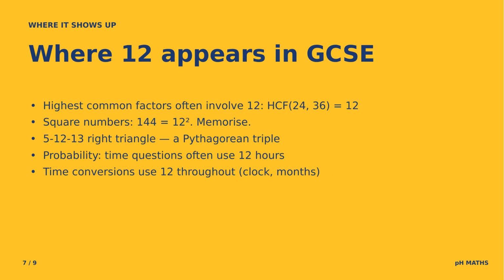Where 12 actually shows up in your exam: highest common factor questions frequently land on 12. Highest common factor of 24 and 36 is 12. Square numbers: 144 is 12 squared. Memorize it cold. The 5, 12, 13 right triangle is one of the most common Pythagorean triples on the paper. Probability questions use 12-hour clocks and 12-month years, and time conversions all lean on 12.